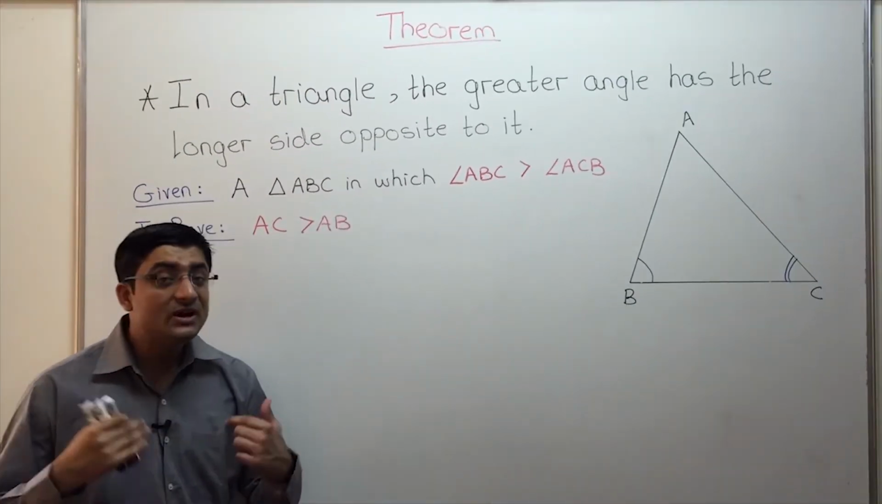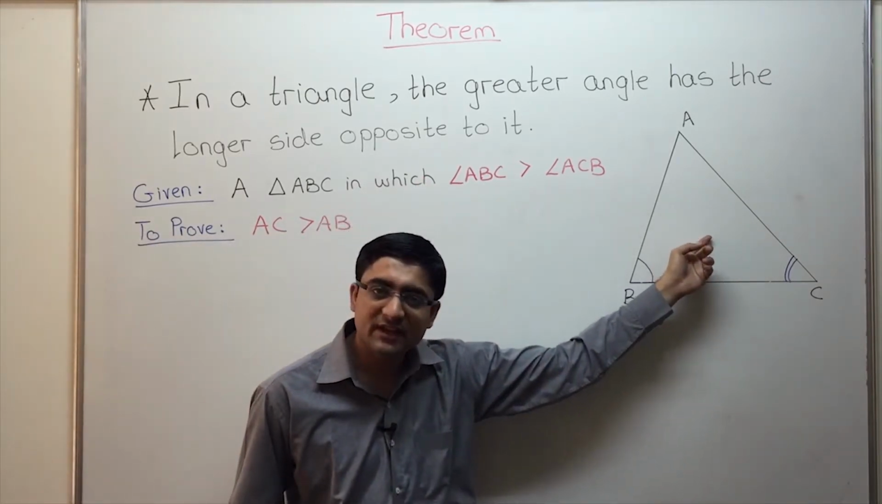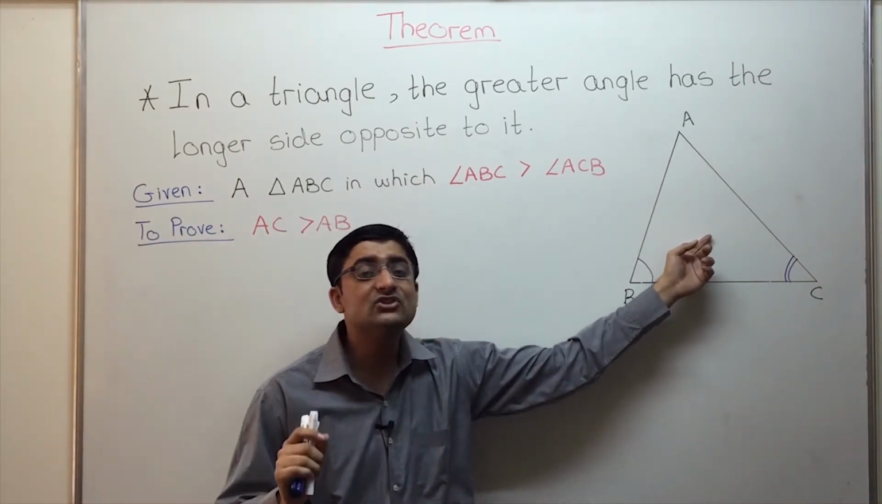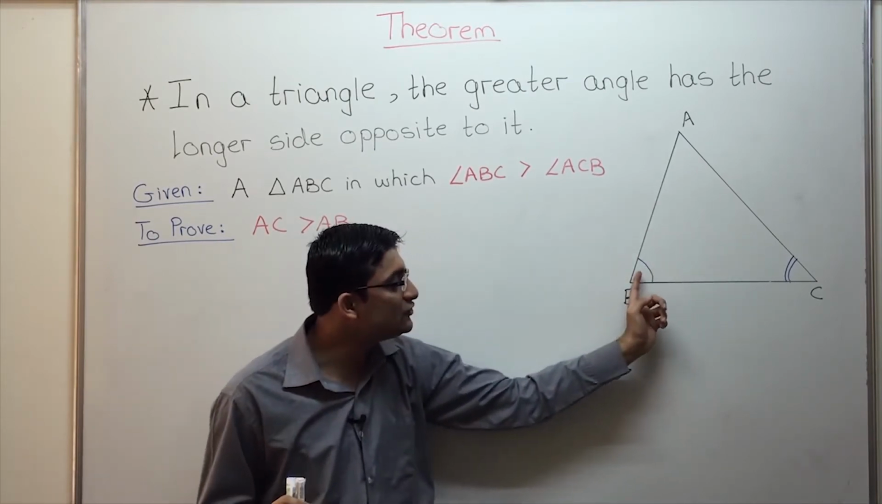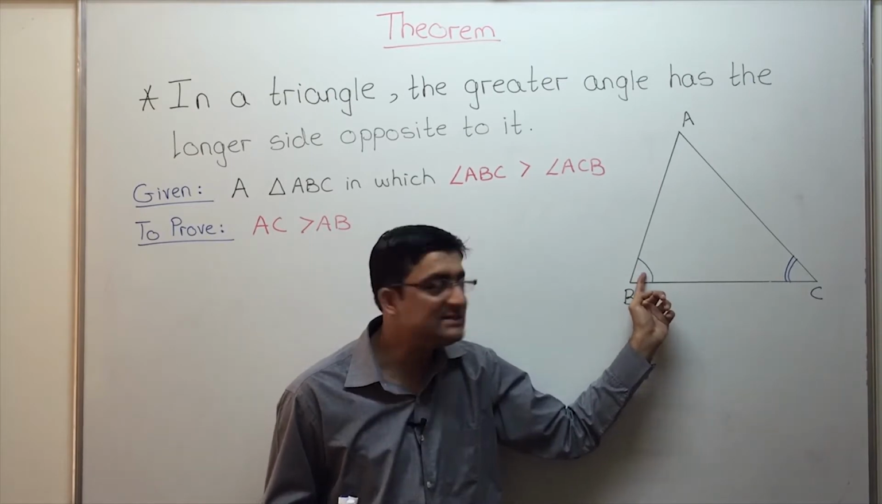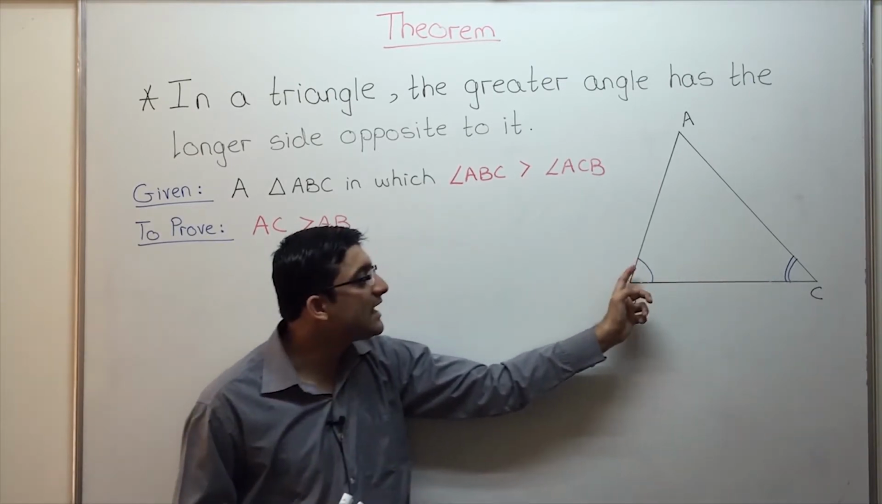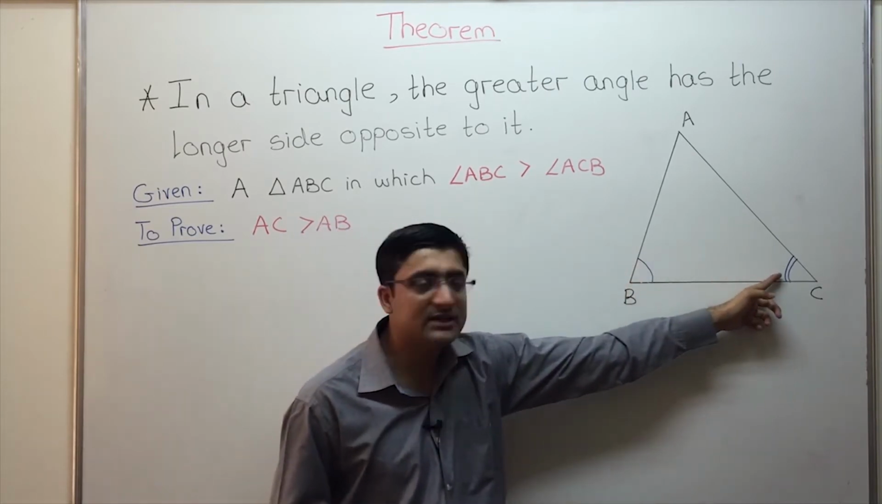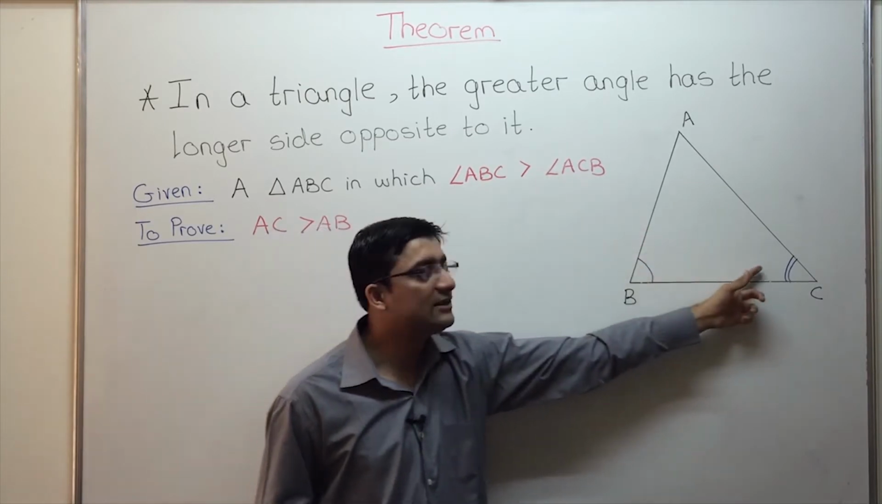So now in this video, I'm going to show you how to prove this theorem. First of all, draw your figure. I've taken a triangle ABC. Now we have to show the side opposite to the greater angle is longer. So choose any two angles. I have chosen these two angles, angle ABC and angle ACB. Now assume one of them to be bigger. I've assumed that this angle over here is bigger than this angle. So write it over here. That is, angle ABC is greater than angle ACB.